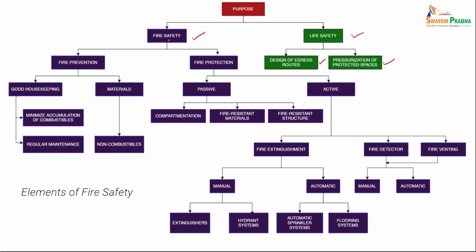But coming to fire safety, we see first we try to prevent it, it should not happen. But for that, what to do? It may be a hospital, it may be a hotel, it may be a domestic use. So, good housekeeping is important. Minimizing accumulation of combustibles is important. Regular maintenance and overseeing by the building management is to be very much followed to prevent any case of fire.